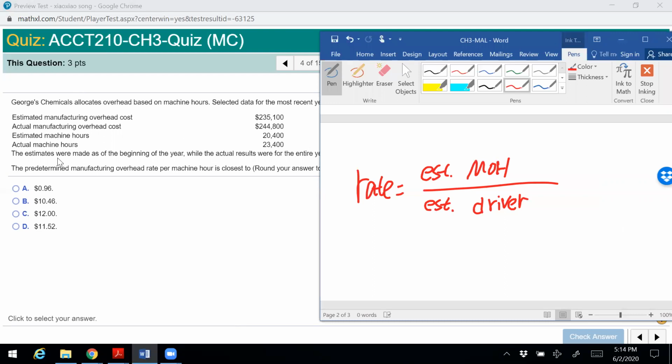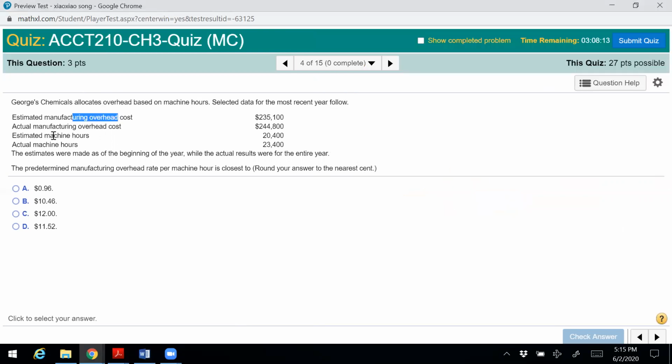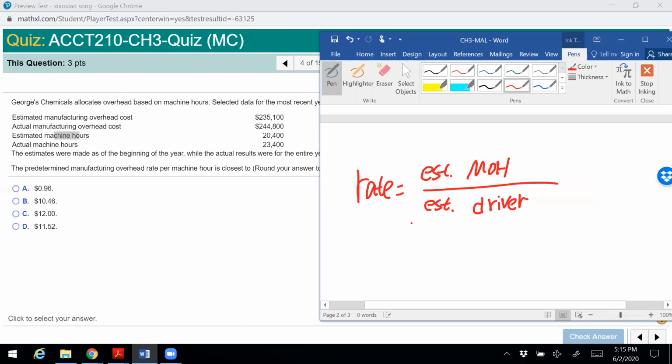You also have this estimated machine hour. The question said you allocate overhead based on machine hour. Remember, I said the question will tell you what the cost driver is. For this one, machine hour is the cost driver. So you have your estimated total manufacturing overhead and your estimated cost driver, and you get the answer. When you do the rate, you use your estimated.